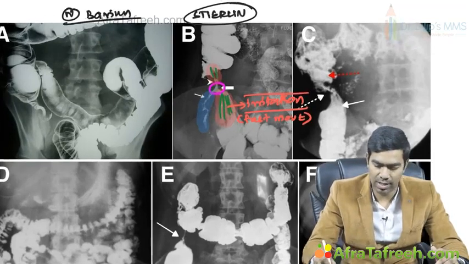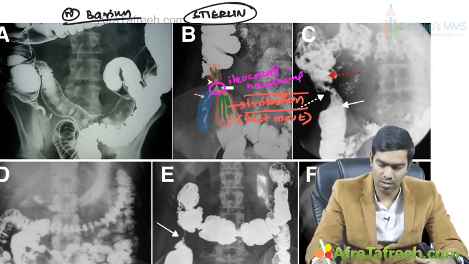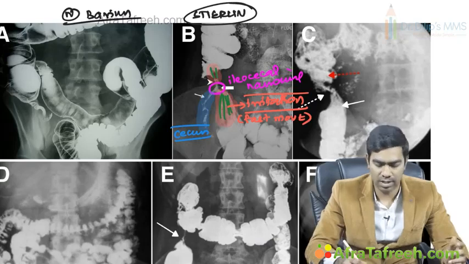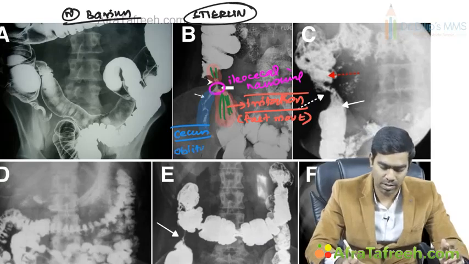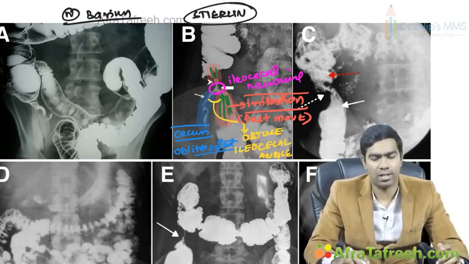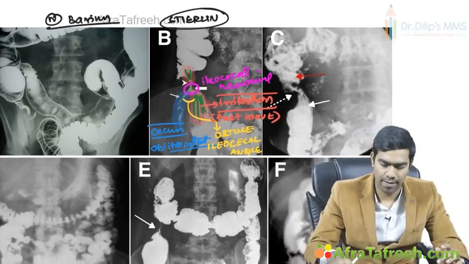Along with it, you can see other classical changes also, like this ileocecal narrowing is there. At the same time, you can also see the cecum is insignificant, and cecum is almost obliterated here. It's not a specific sign, it can be seen in Crohn's disease also.